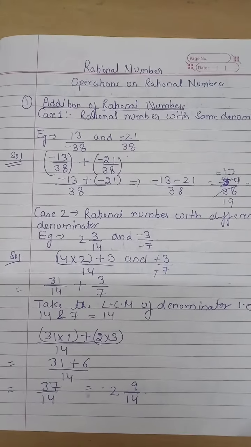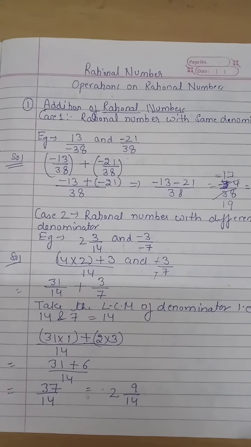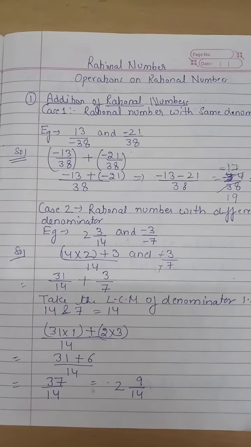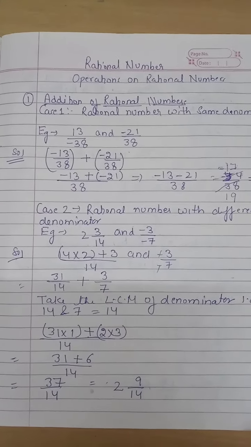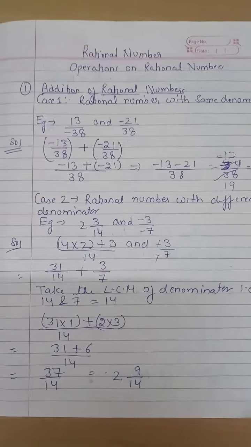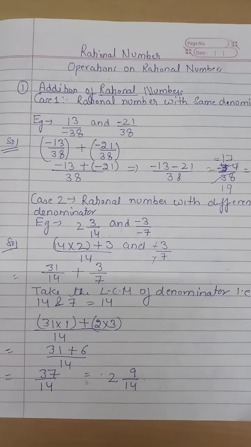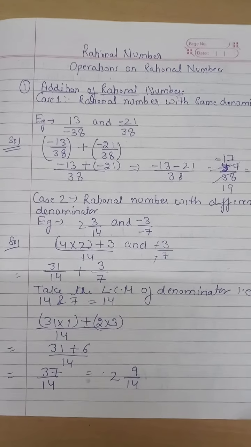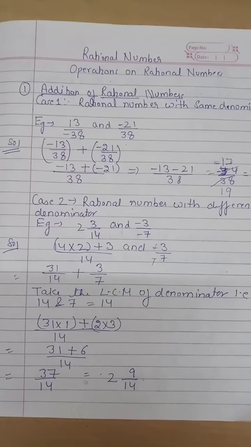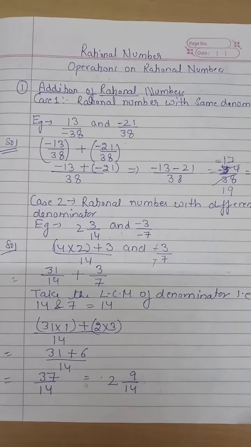Let's discuss chapter number 4, Rational Numbers, Class 7th, part 2, that is operations on rational numbers. Here we will discuss two types of operations in this video, that is addition of rational numbers and subtraction of rational numbers, and simplification based on them. Okay, let's start with the addition of rational numbers.